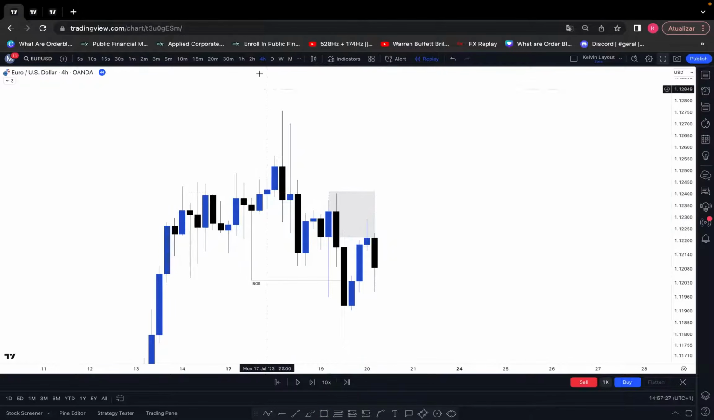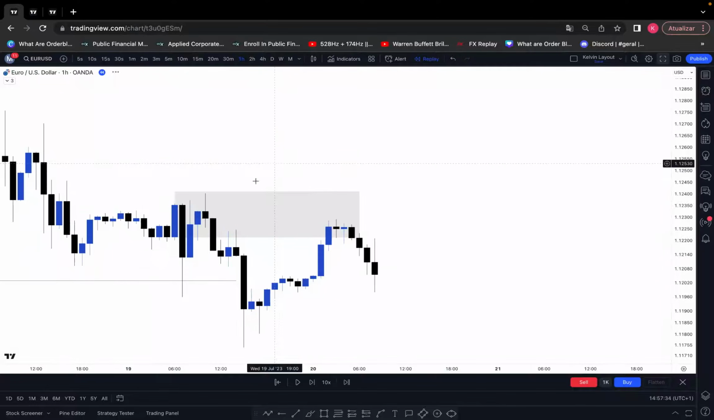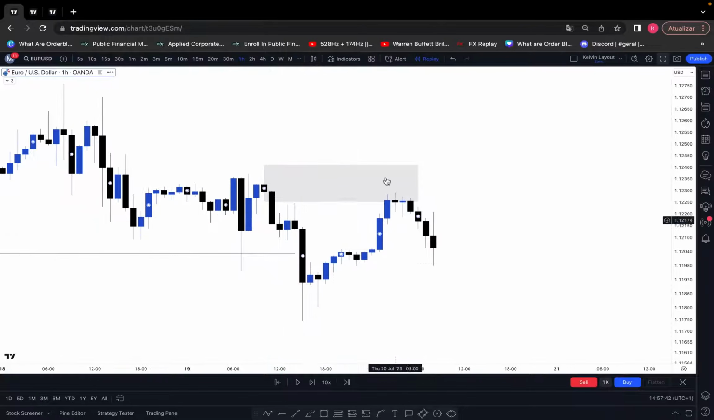We could go on the lower time frame, such as 2 hours, for example, to look for a nice candle. Let me just go to 1 hour, for example. I think we can find, oh, we have this very, very clean order block right here. We can use this one right here. So price came perfectly into this order block. So now this was the 4-hour change of character.